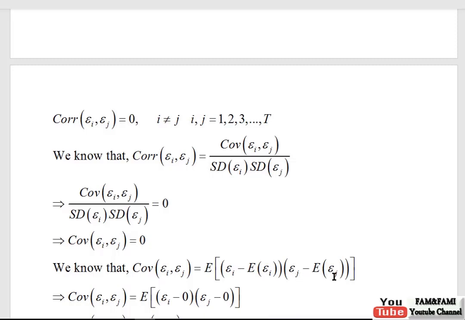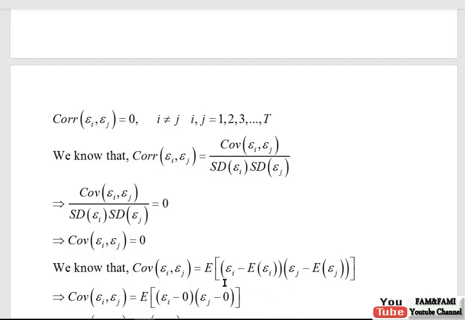And now for this expected epsilon i, we know that i ranges from 1 to T. So it means expected epsilon 1 when i is replaced with 1, the mean of the first error, is by assumption 0. Expected epsilon 2 is 0. So all these expected errors will become 0. Similarly, when j is replaced with 1 to T, this expected epsilon j will also become 0.